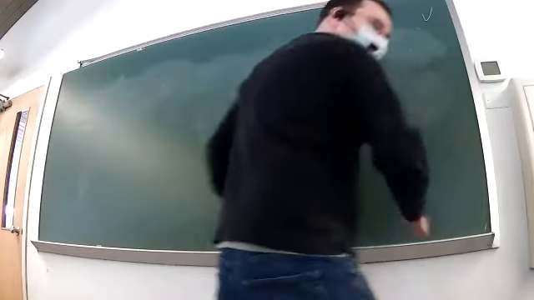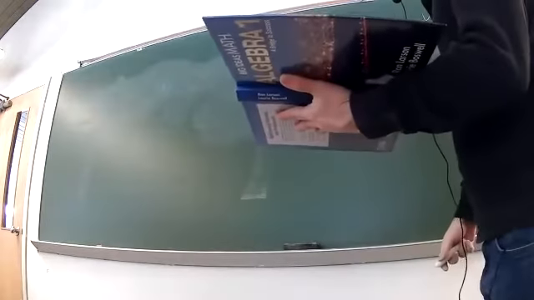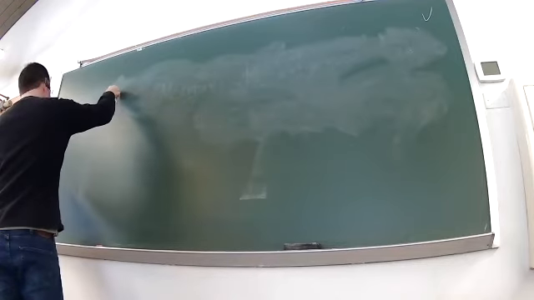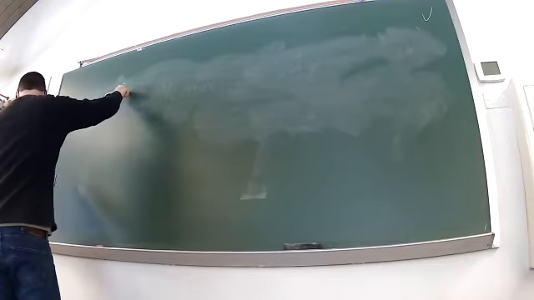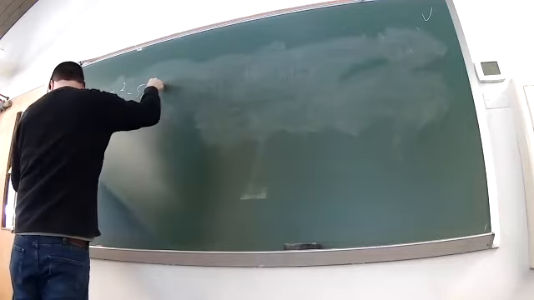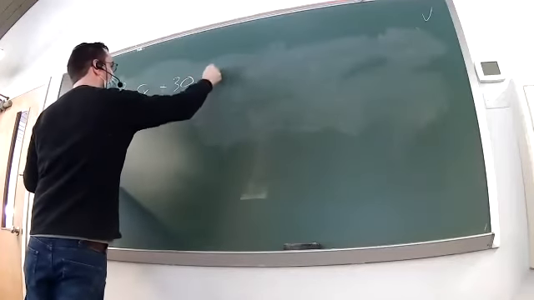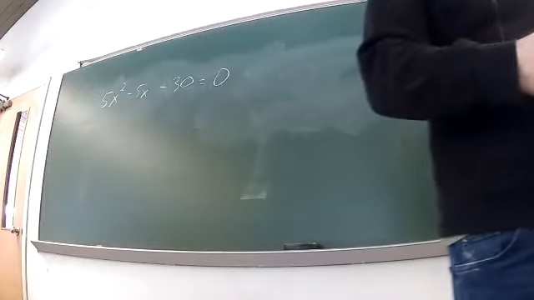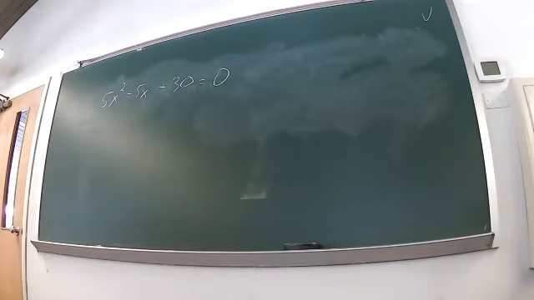So let's try a couple more. Here's one that says solve the equation with factoring. 5x squared minus 5x minus 30 equals 0. Take a moment. Give it a shot.